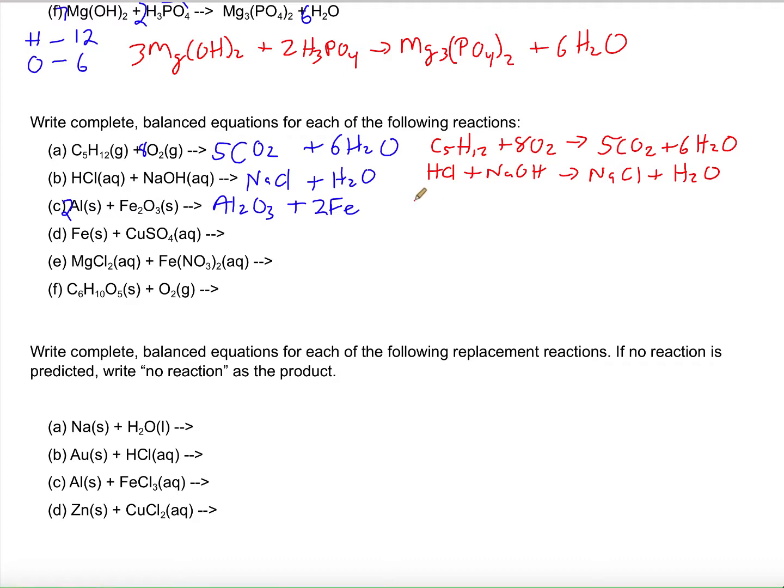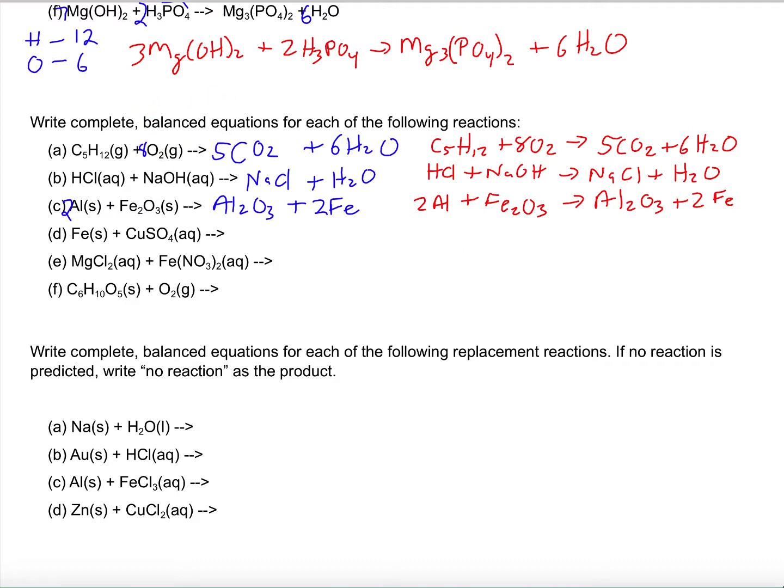And that would give us our balanced equation of 2Al plus Fe2O3, giving us Al2O3 plus 2Fe.